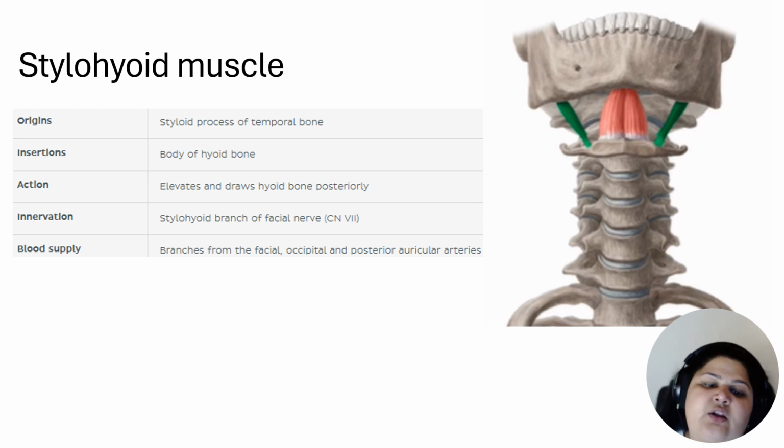Stylohyoid muscle. Styloid process of temporal bone is the origin of stylohyoid muscle. Insertion: body of hyoid bone. Action: elevates and draws hyoid bone posteriorly. Innervation: stylohyoid branch of facial nerve. Blood supply: branches from the facial, occipital, and posterior auricular arteries. So that's the blood supplier.